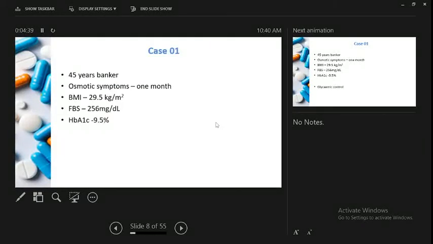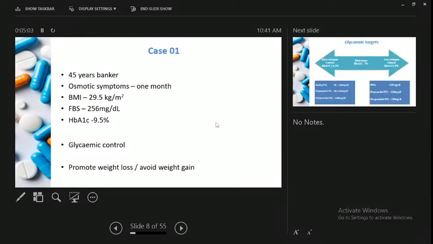The first patient is a 45-year-old banker who presents with osmotic symptoms of one month's duration. His BMI is 29.5, so he's towards the obese side, and the fasting glucose is 256 and HbA1c is 9.5%. For this patient, you have to answer two questions. You have to achieve glycemic control, and because he's an obese person, which has probably contributed to his type 2 diabetes, you have to promote weight loss, or at least avoid weight gain if you can't promote weight loss.